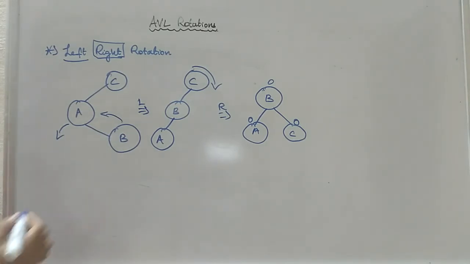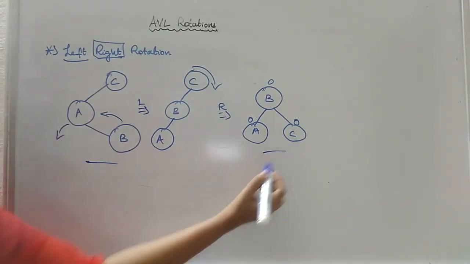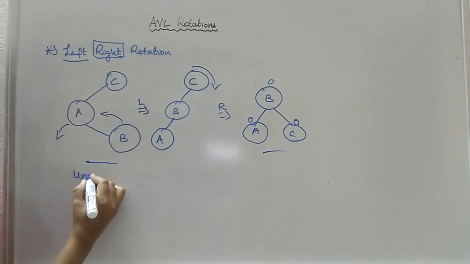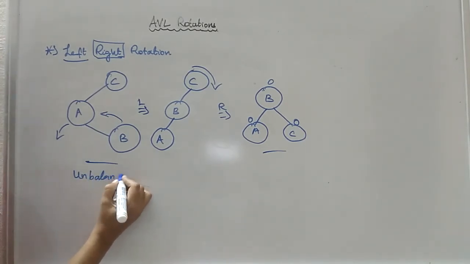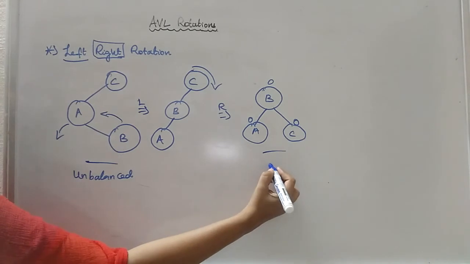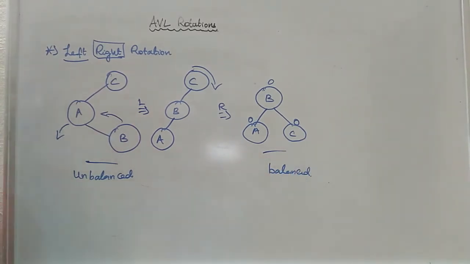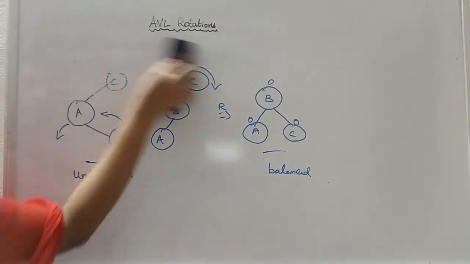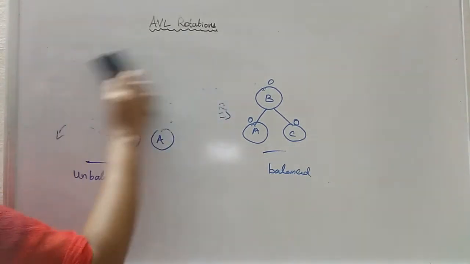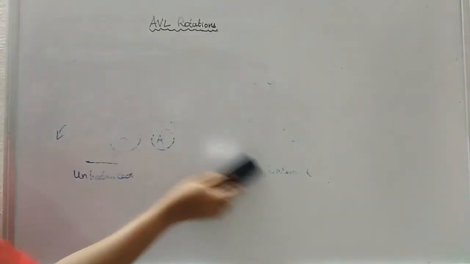So you just consider this tree and this one. It's a height unbalanced tree, but it's a height balanced tree. Okay. And next one thing, the next type of rotation, it's a right-left rotation. Okay.